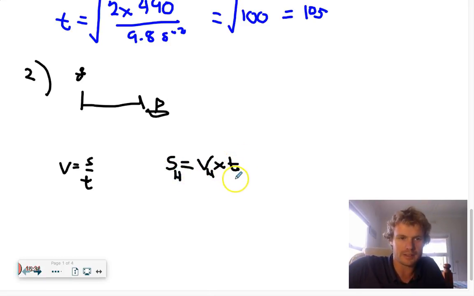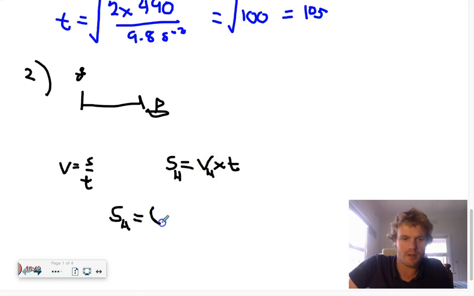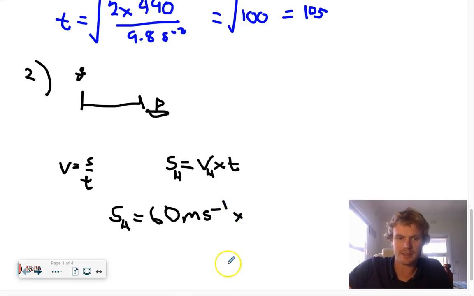And the time taken, doesn't matter if it's vertical or horizontal, the time taken is still going to be the time taken. So I'll put in my 10 seconds I just found out into this question here. So my S in the horizontal direction is going to be equal to VH, which is 60 meters per second, times 10 seconds.